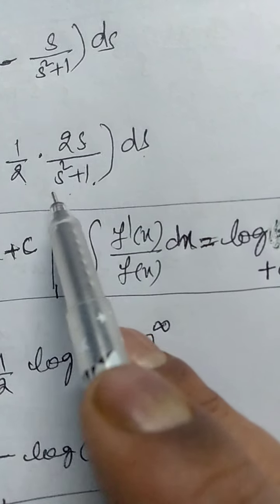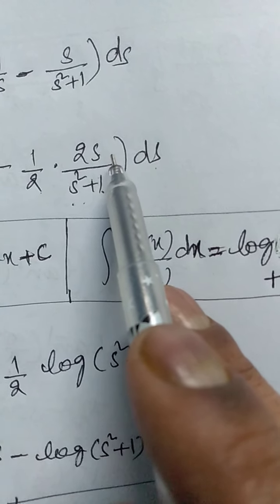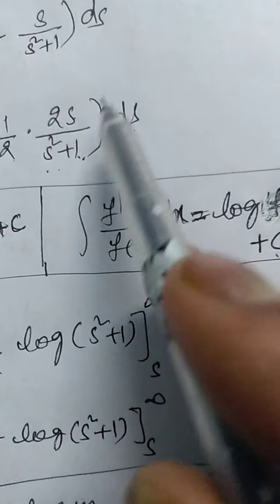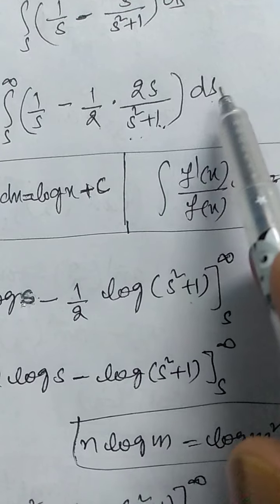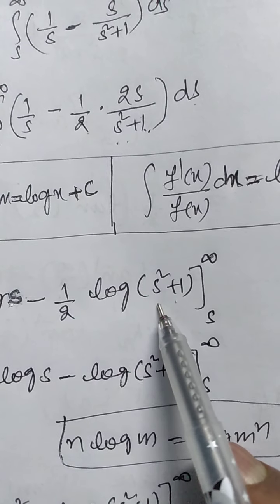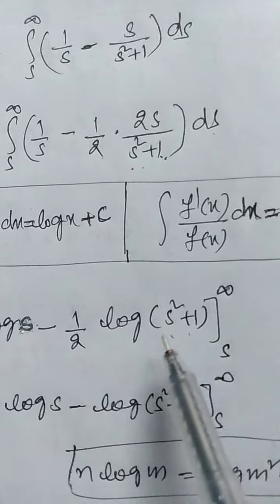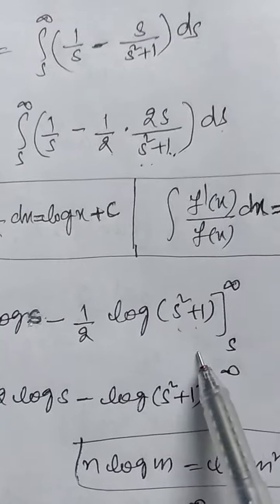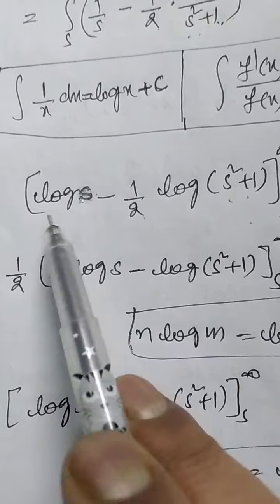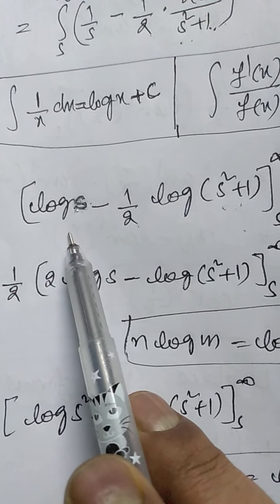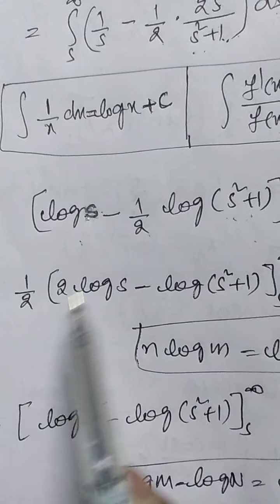The derivative of s square plus 1: the derivative of s square is 2s, and the derivative of 1 is 0. So 2s plus 0 is 2s. So it is in the form of the integration of f dash of x divided by f of x dx, which is equal to logarithm of f of x plus c. So we can write 1 by 2 into the logarithm of the denominator, that is s square plus 1, between the limits s to infinity. Now take 1 by 2 common from these two terms.